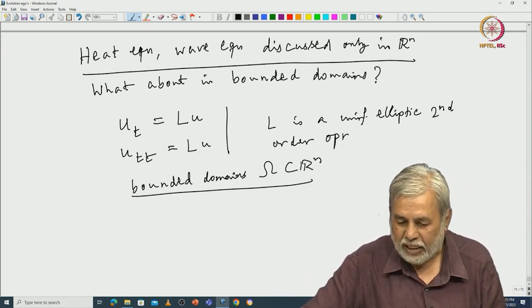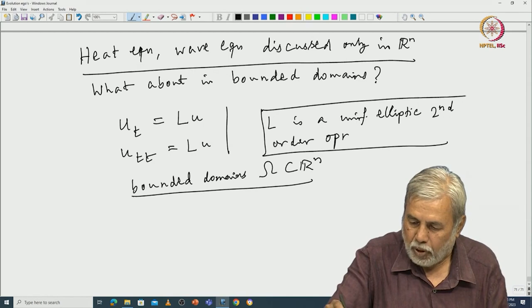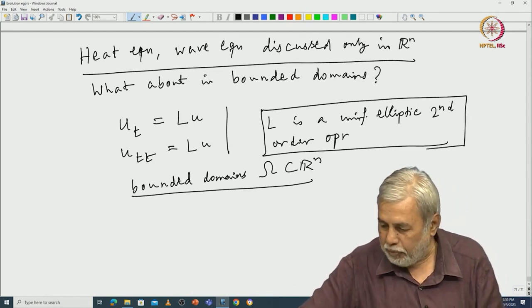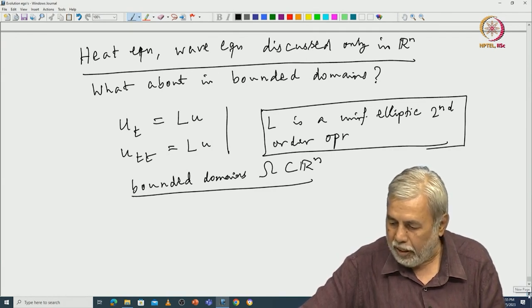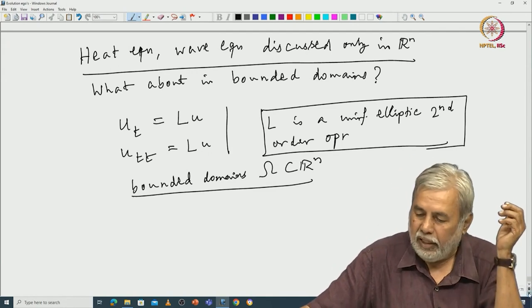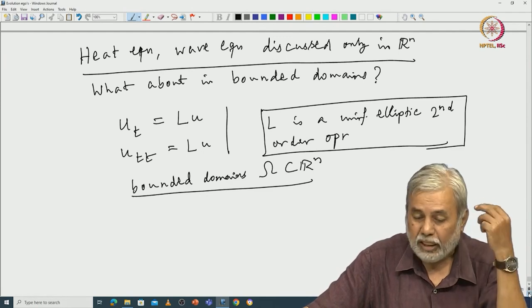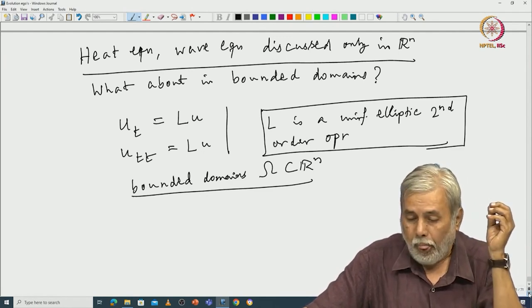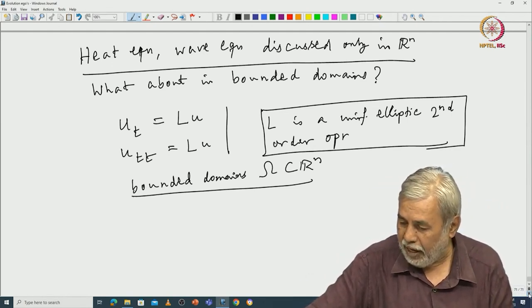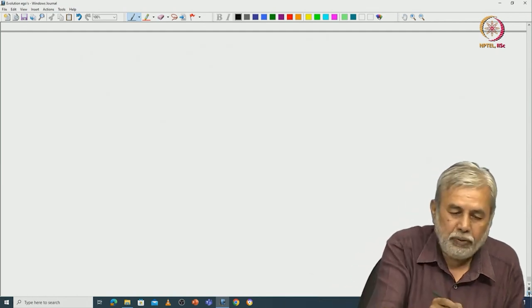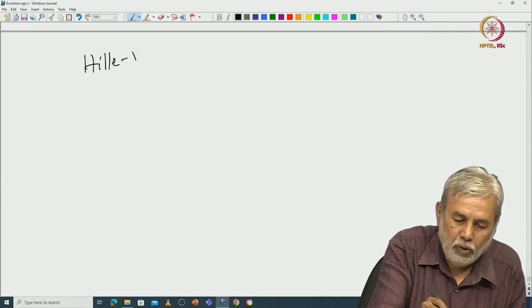So, what is the strategy here? The strategy depends largely on the properties of L, which you have extensively studied in the first part of this course: weak formulation and then regularity theory, even eigenvalues and other things. So, you essentially know many properties of that operator L. Let me just recall that, going back to the Hille-Yoshida theorem, and then it becomes clear what we intend to do.